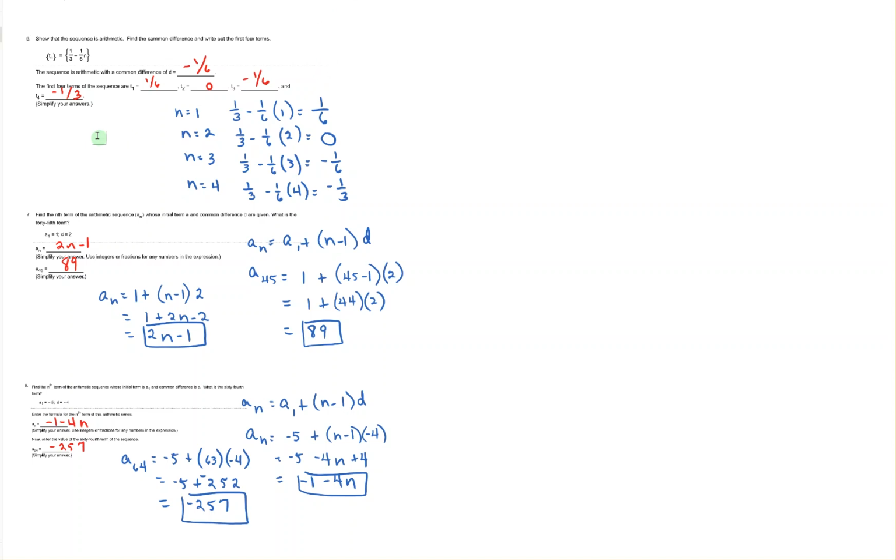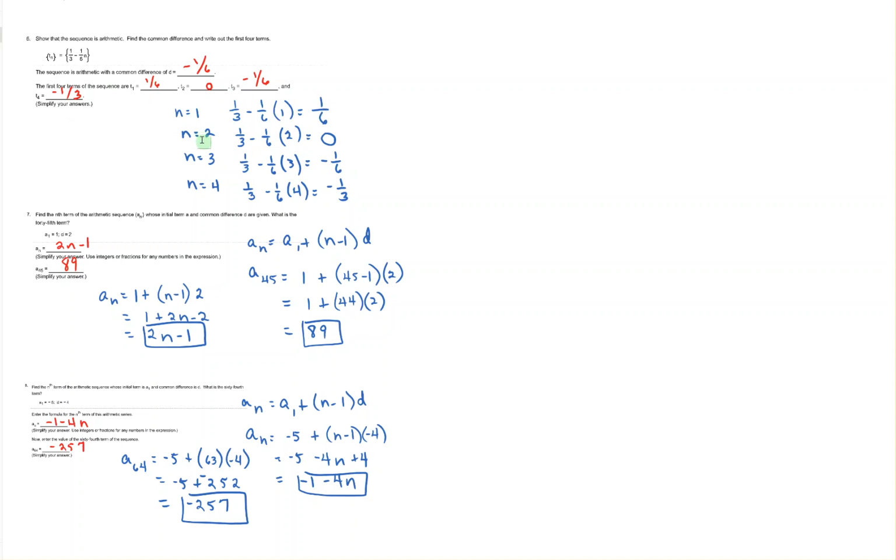Number 6 has 1/3 minus 1/6 n. It's arithmetic with a common difference of... So let's go ahead, and before we do anything, we need to figure out the first 4 terms. So if n is 1, we've got 1/3 minus 1/6 times 1. So that's 2/6 minus 1/6. So 1/6 is the first term.